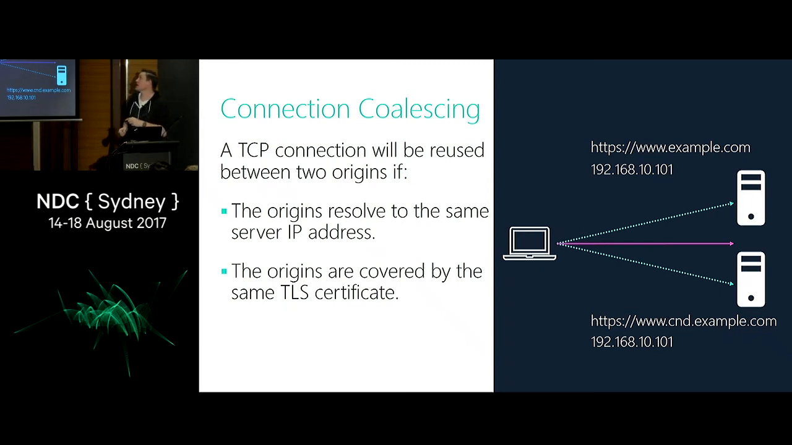So if you have two separate origins that actually map to the same IP address and are covered by a TLS certificate that covers both domains. For this particular case, we can see that the CDN subdomain of example.com will have an SSL certificate that covers both. So we'll actually coalesce that connection to just have one between the client and the server.